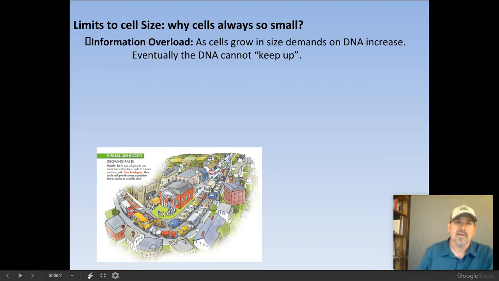and then the cell's capability to feed itself or get rid of that waste. Another reason that cells are small is what we refer to as information overload. As cells grow in size, demands on the DNA increase, and eventually the DNA cannot keep up. Your cell phones are incredibly powerful devices, powerful computers. However, your cell phone could not remotely manage the search engine requests of, say, one of the Google supercomputers.